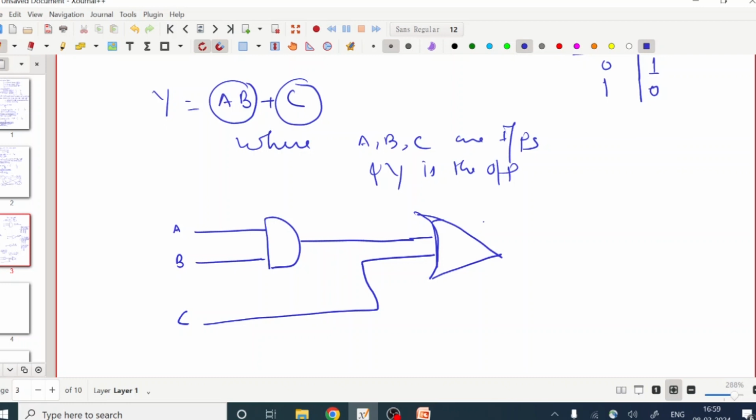That's why this represents A and B. We simply represent it by an AND gate, and then the output of this and the input C are connected through an OR gate, and this represents the output Y. Y is equal to what? AB plus C. Now the question is, in what possible input combinations is the output high, and in what possible input combinations is the output low?